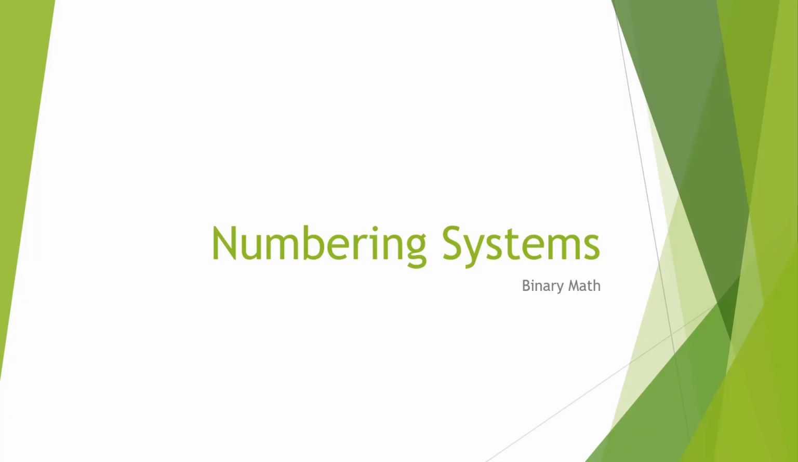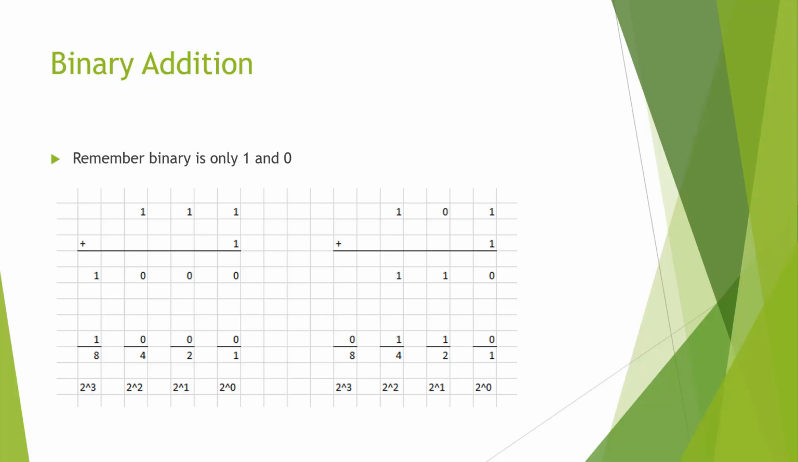Welcome. In this video we are looking at binary math. With binary addition you have to remember everything is ones and zeros. So we have two examples. The one on the left, which is 1, 1, 1, and we're adding 1 to that. Remember, with binary, 1 plus 1 does not equal 2 in the normal sense.